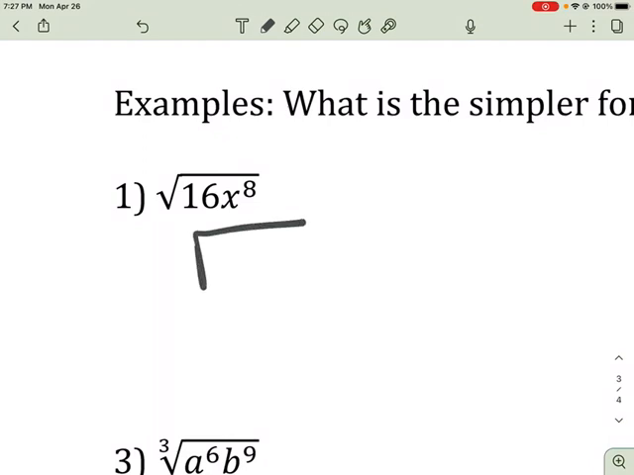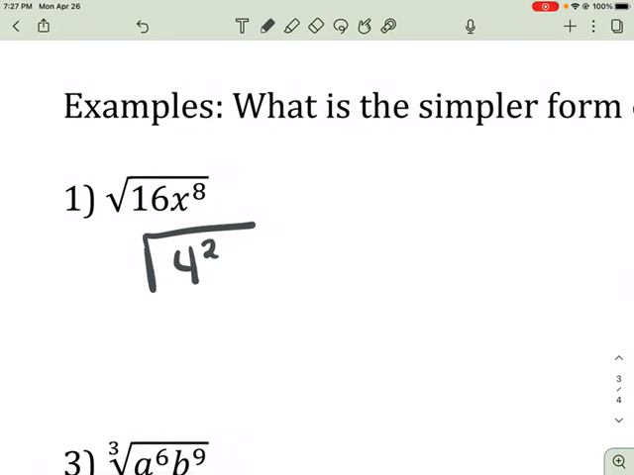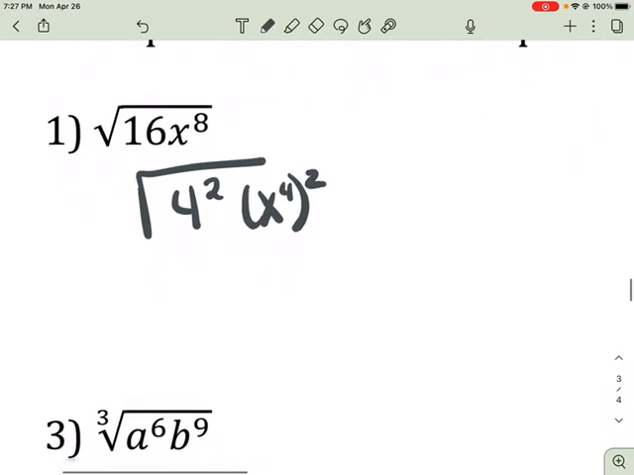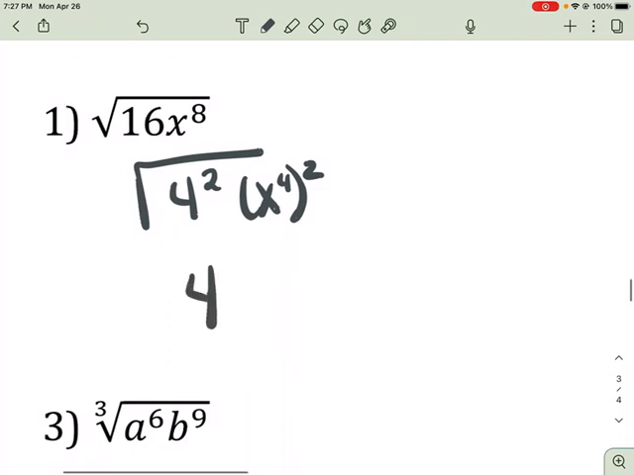Can we make 16 something that's squared? Well, yeah, that's 4 squared. Can we make x to the 8th something squared? Well, let's see. What would be the square root of x to the 8th? Well, wouldn't that be 4 groups of 2? Or x to the 4th? Okay, so 4 squared, so this is going to be 4 x to the 4th.